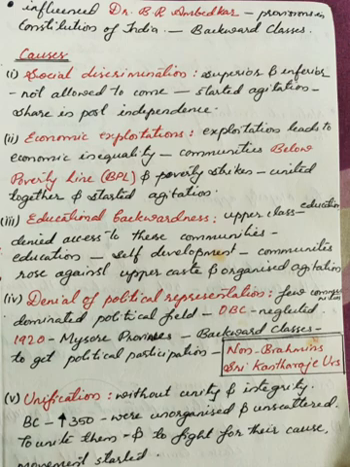Number 3, educational backwardness. Upper castes monopolized the field of education. The upper classes include Brahmanas, Kshatriyas and Vaishyas. They monopolized education and denied access to the Shudras, including touchables and untouchables. As education is the foundation of self-development, these communities rose up against the upper castes and organized an agitation. Number 4, denial of political representation. A few communities dominated the political field and other backward classes were totally neglected.